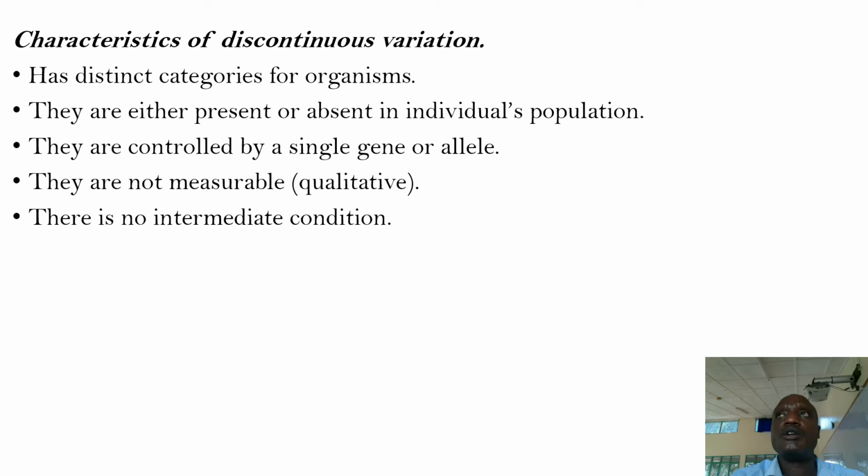Again, as you have heard from the beginning, in discontinuous variation there are no intermediate forms. There are no intermediate conditions. What is basically there is that you could find clear-cut differences among individuals within the population. So that is discontinuous variation.